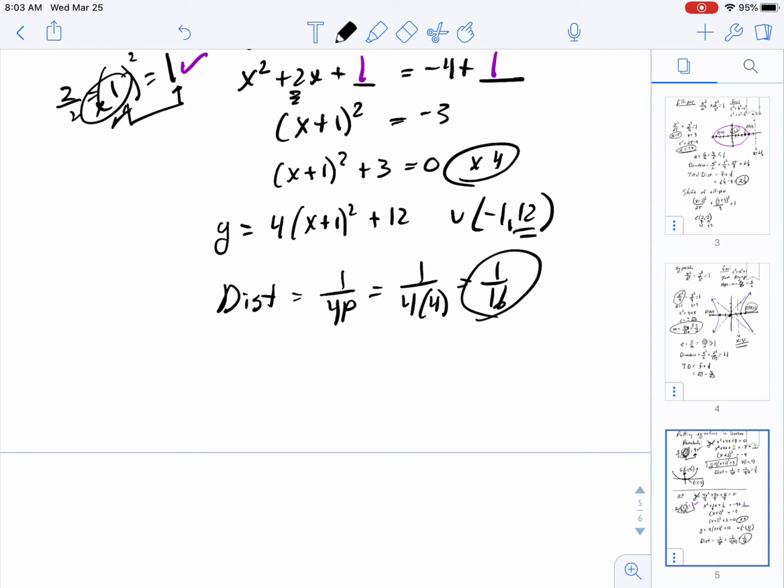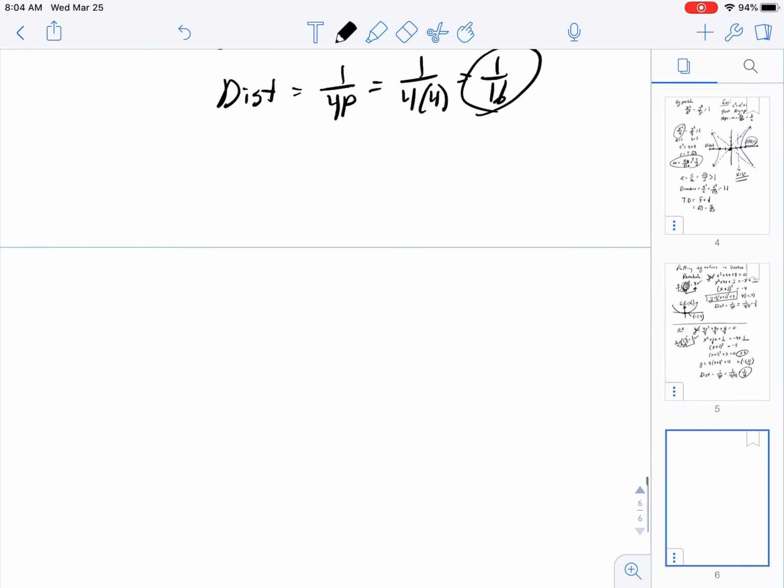All right, so let's do one more example, and we'll call it quits. But let's do one in terms of hyperbola.